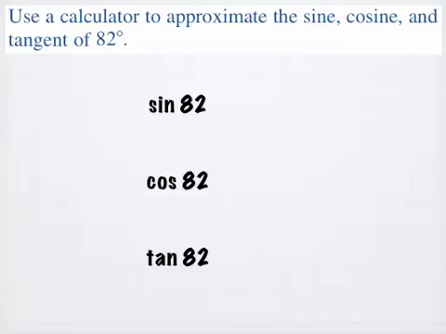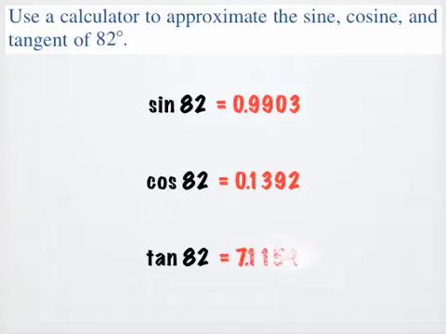So if you plugged in sine of 82 degrees, you should get 0.9903. If you plug in cosine of 82, you should get 1.392. And then if you plug in tangent of 82, you should get 7.1154.